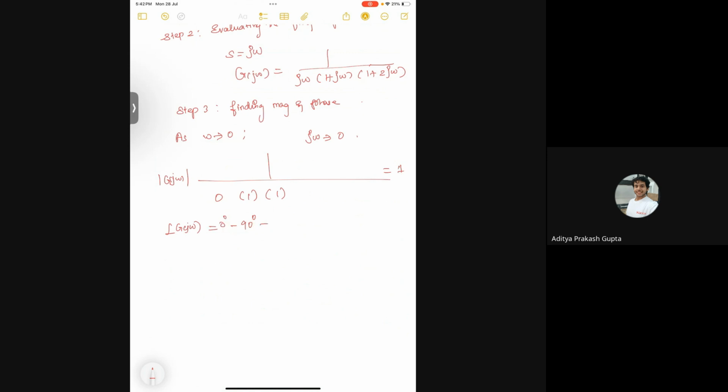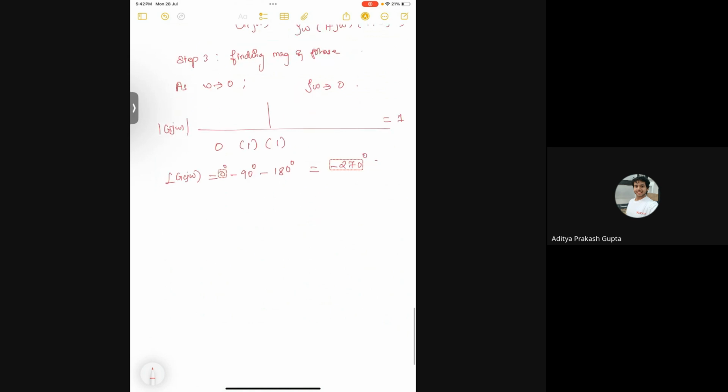Zero minus 90 minus 180, right? This will be minus 270 degrees. When omega is 0 and you substitute, it will be minus 90 degrees.